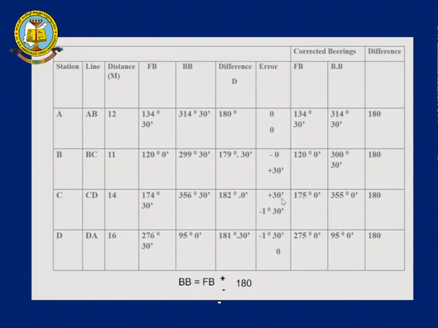After finding the error, in order to find the back bearing, back bearing is equal to fore bearing plus or minus 180 degrees. In this way you have to calculate. Then if there is any deviation, you have to add it to that particular bearing, so that the difference should be correct. You can observe here, after correcting the errors, you will again get 180 degrees, 180 degrees, 180 degrees and 180 degrees for the four points. So this is the corrected bearing.